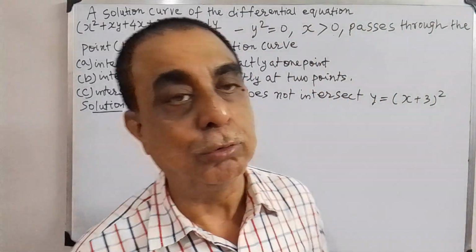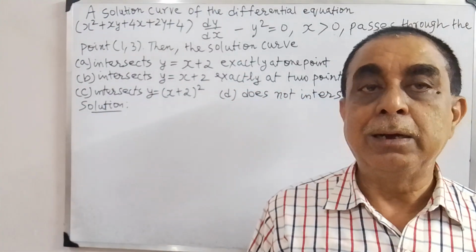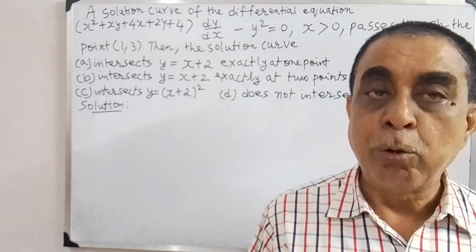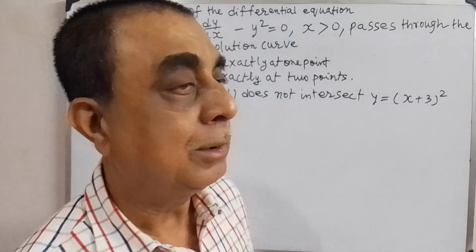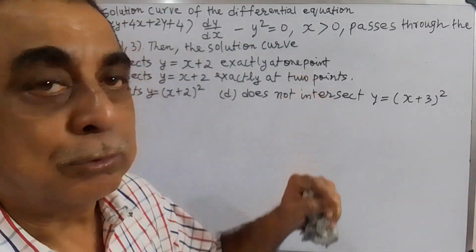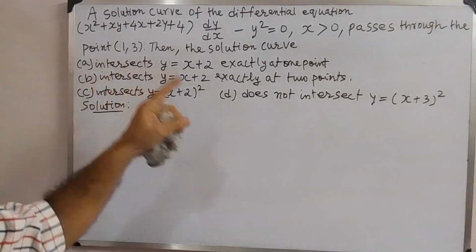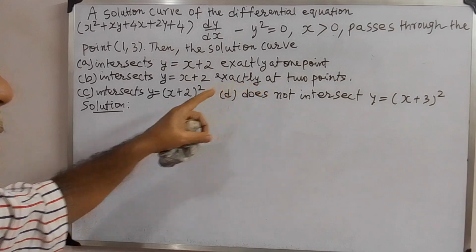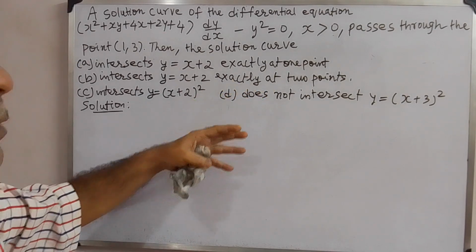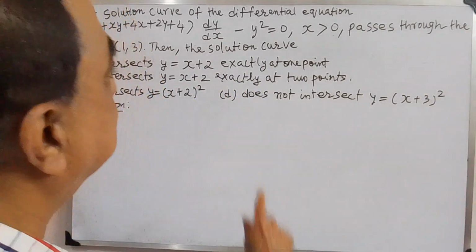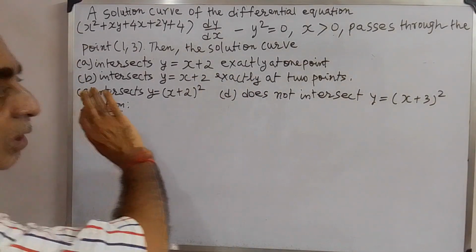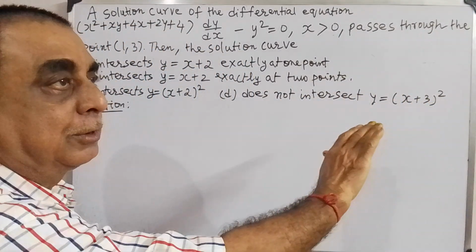Now it is being told to us that there may be more than one option correct for the given question. Out of these 4 given options, one or more than one may be the correct option. So we have to select all the correct options.